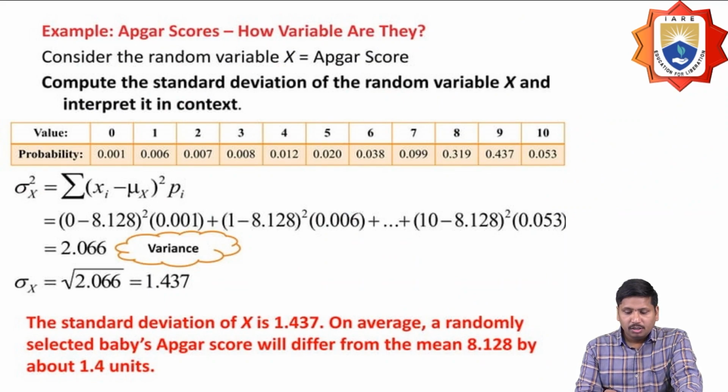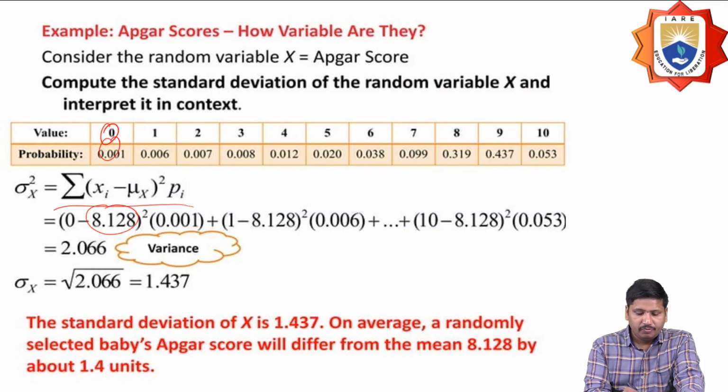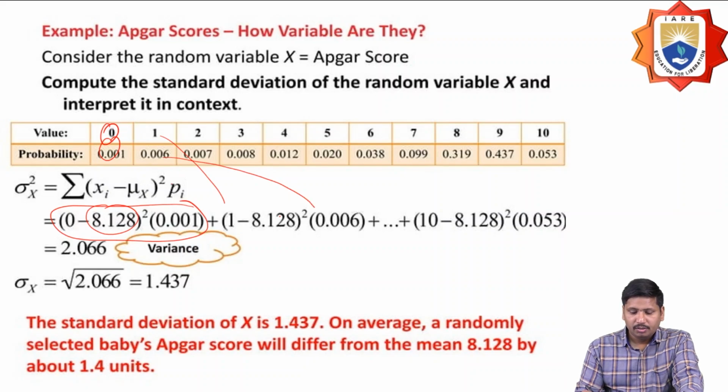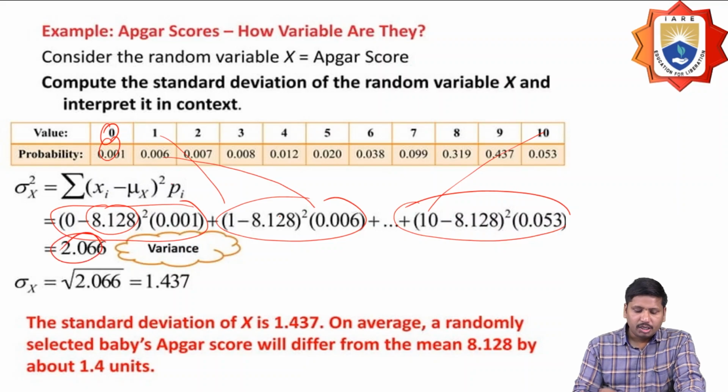Substituting the values from the previous example into this equation, what are we going to get here? 0 minus mu value, whole square, where mu is 8.128, into p1, that should be the first one, and 1 minus mu value whole square into p2, that is the second one. Like this we add the sum of all the values, up to 10 minus mu whole square into 0.053, then we get the variance. If I apply the square root of this, then I get the standard deviation value.